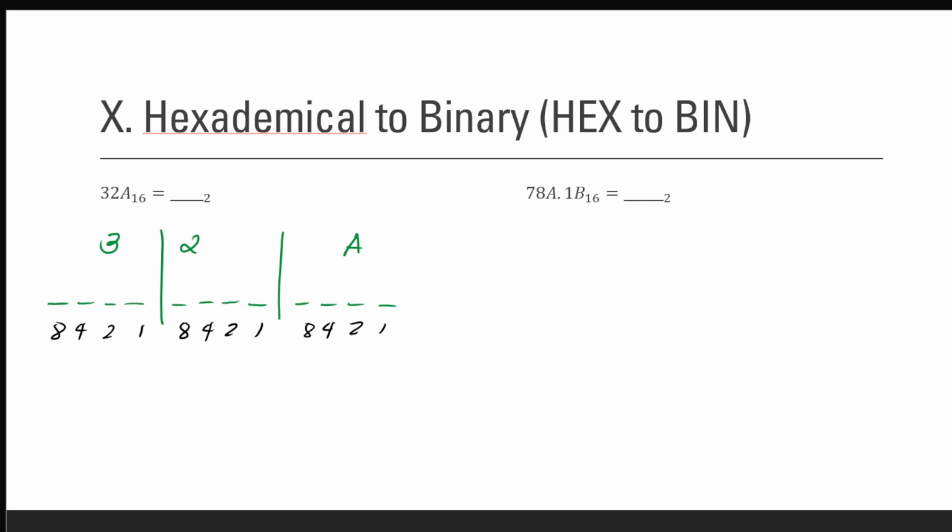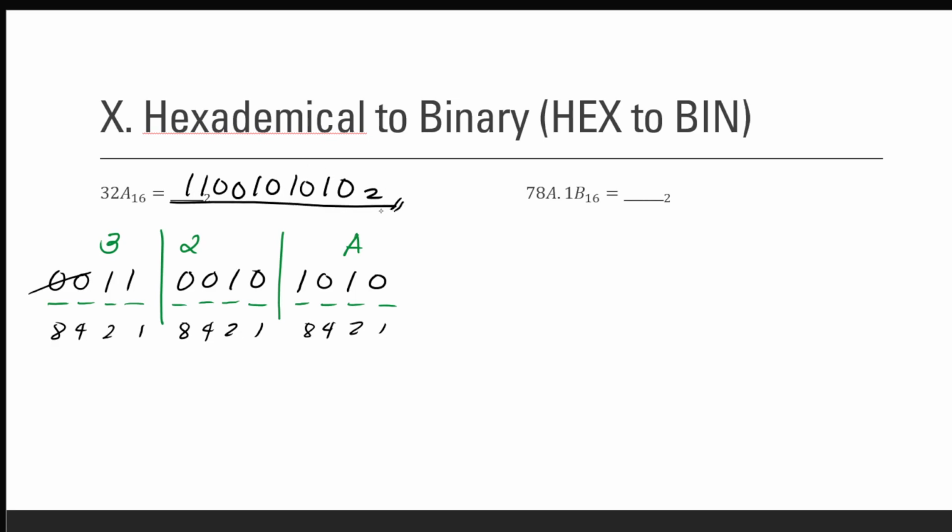No? So, same process as binary to hexadecimal, pabaligtad lang. So, we have 3. So, 1 and 2 lang ang kailangan natin. So, we have 0, 0 for this one. So, we have 2. So, 0, 0, 1, 0. Then, we have 8 that is equivalent to 10. So, we have 1, 0, 1, 0. So, drop the insignificant 0. So, therefore, our answer is 1, 1, 0, 0, 1, 0, 1, 0, 1, 0 base 2. Ayan. Okay, so this is our answer for example number 1 sa hexadecimal to binary.